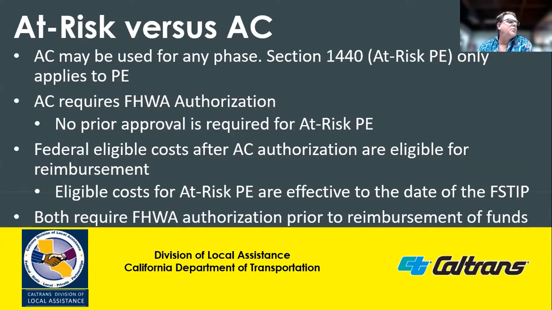What are the differences between at-risk PE and advanced construction? Advanced construction may be used for any phase of work for the project, while at-risk PE only applies to the PE phase. After FHWA authorizes advanced construction, a project can move forward with local funds. At-risk PE may begin before federal authorization and no prior approval is required. Federal eligible costs incurred after advanced construction are eligible for reimbursement. At-risk PE costs are eligible for reimbursement based on the date that PE was first in the FSTIP. Both require FHWA authorization before reimbursement may begin.